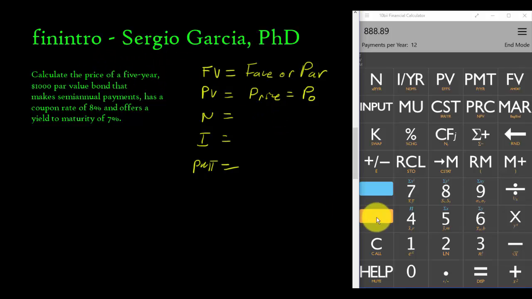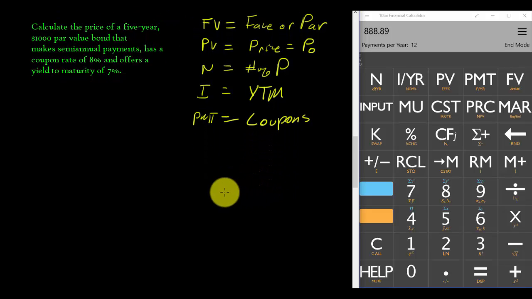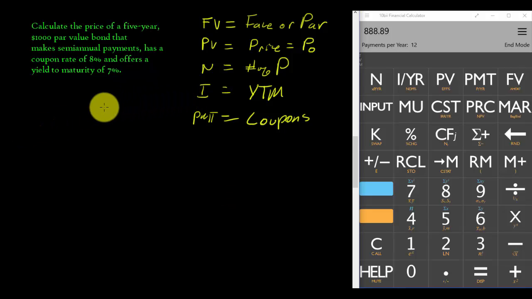N is going to be obviously the total number of periods. I is going to be my yield to maturity. And my payments are not really payments. I mean, they are payments, but we're going to call them coupons because we're talking about a bond. So let's rewrite our problem over here: future value, present value, N, I, and payments or coupons.